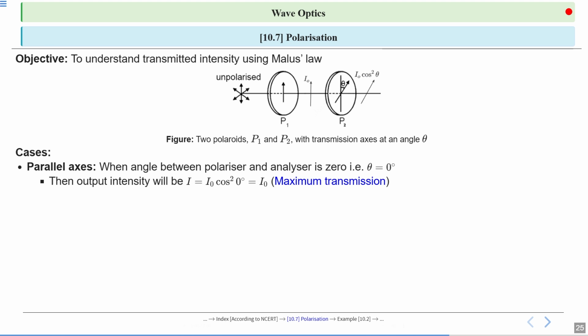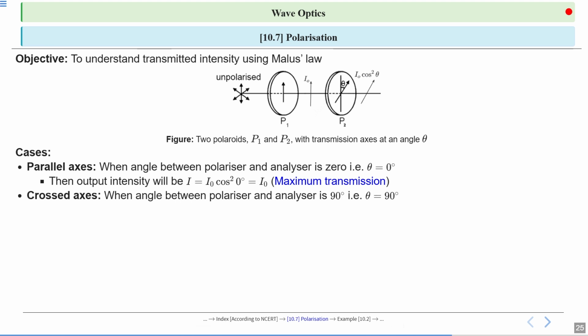Now the angle between the transmission axes of the two Polaroids, the polarizer and analyzer, is 0 degrees. The transmission axes are aligned in the same direction. So theta is 0 degrees, and I equals I naught cos square 0 degrees. Cos 0 is 1, and 1 square is 1. So I will be equal to I naught. That is the maximum transmission through the P2 Polaroid.